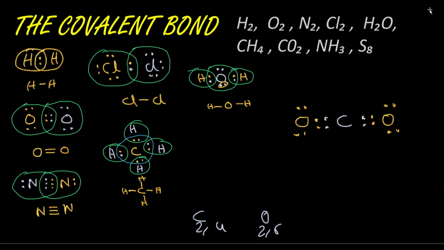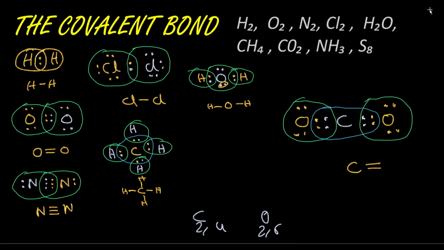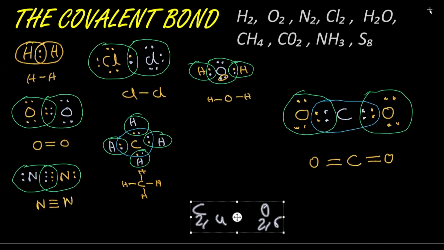Now check here. This oxygen has 2 plus 2 plus 4, that is 8 electrons. 4 plus 2 plus 2, 8 electrons. And the carbon here is 4 plus 4, 8 electrons. So carbon now forms double covalent bond with oxygen to form the molecule here, and the molecule is what? This is carbon dioxide.